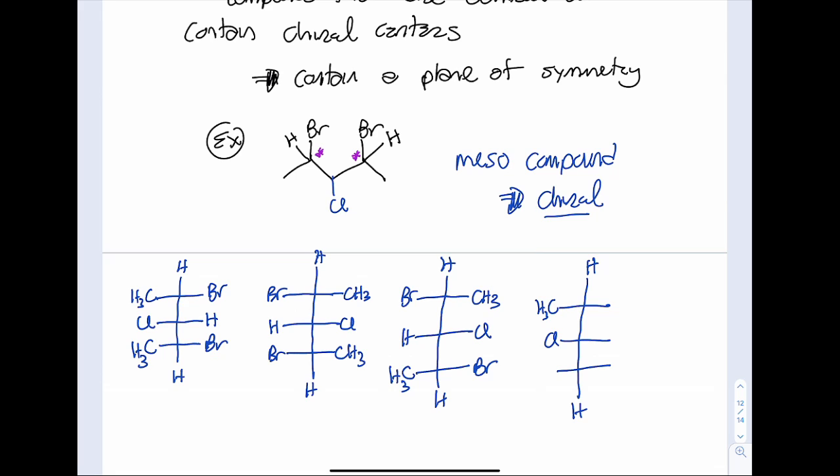That looks like an A. It's a C and an L. All right, and then that should be all of them. So it's kind of the same method, right? We drew its mirror image, we switched the configuration on one of the two chiral centers, and then we drew its mirror image.